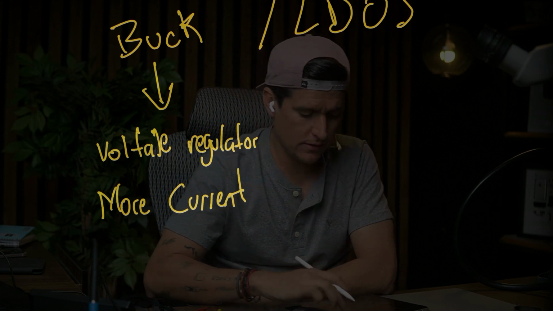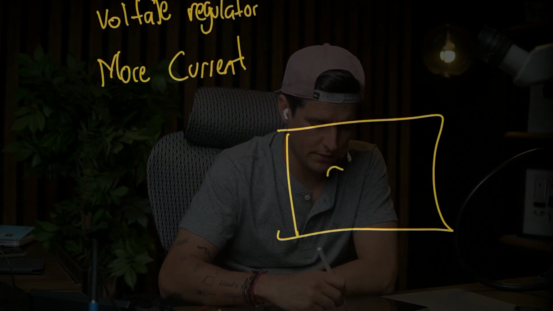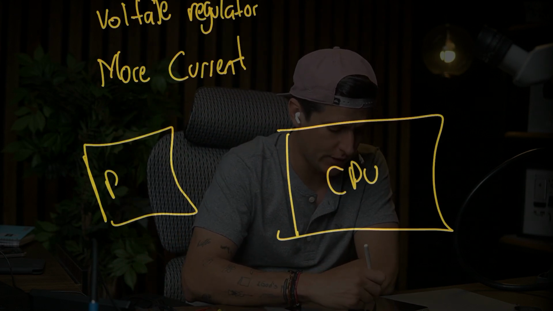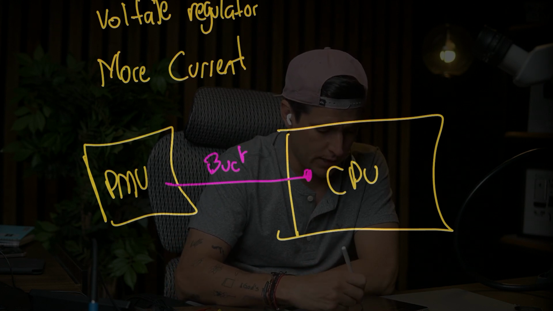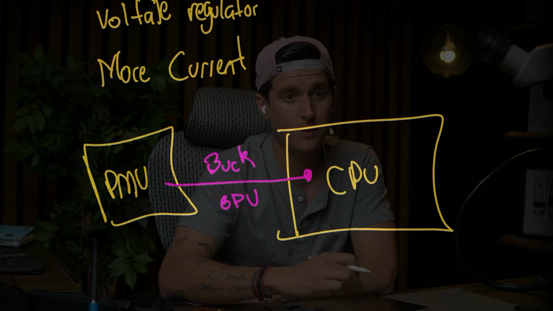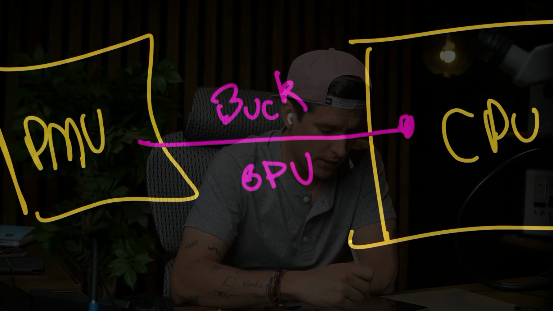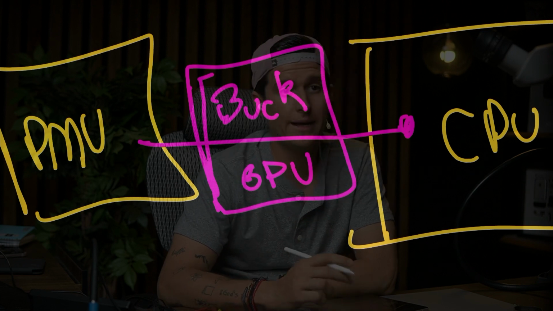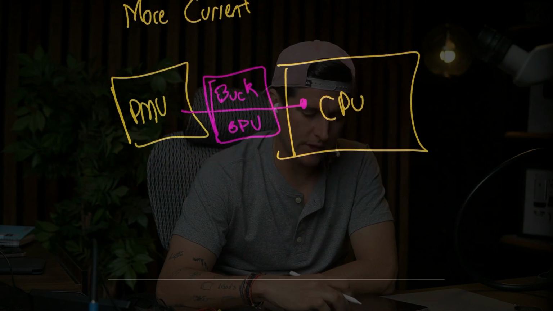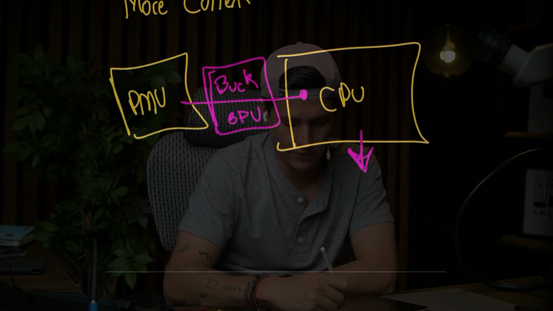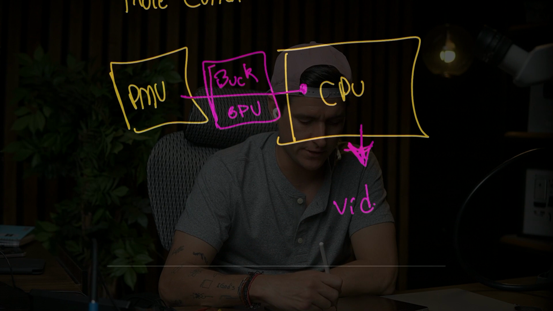For example, sometimes we're going to see one line. This is our CPU, and here we have our PMU. We can have, for example, one buck that we're going to call buck GPU, okay? So the buck GPU is the one that provides a voltage for imaging, right? For video. So for example, if someone is playing a video game on this phone, the CPU is going to need more current to work. So the buck can provide more current, okay?